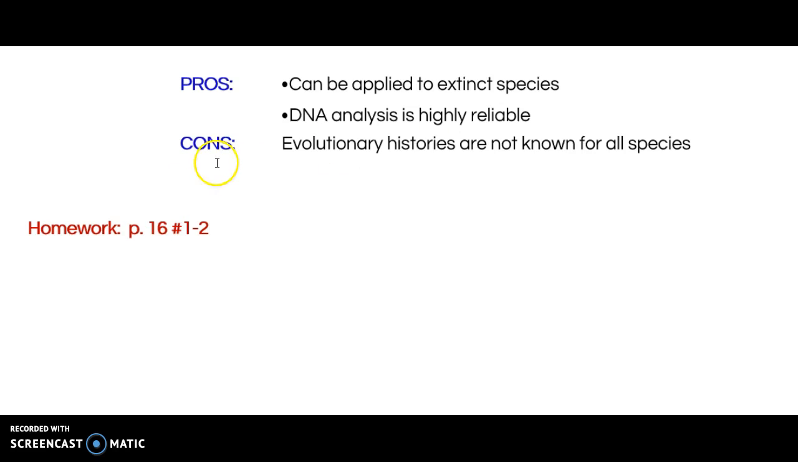So the cons of this is that we may not be able to get the DNA from all species, specifically those that are extinct or that have yet to be found, right? So we may not know the evolutionary histories for all species, and that may be because we just don't have their DNA to analyze.